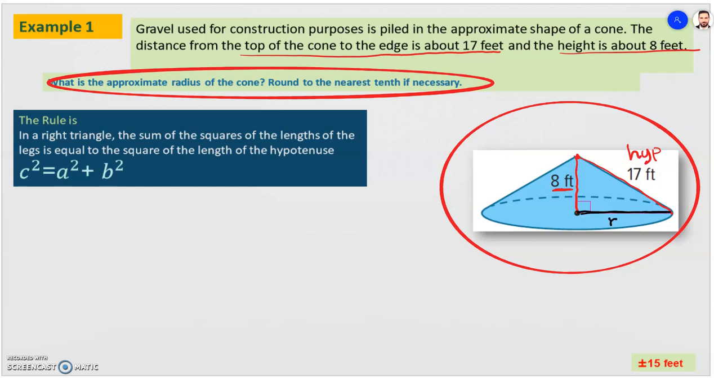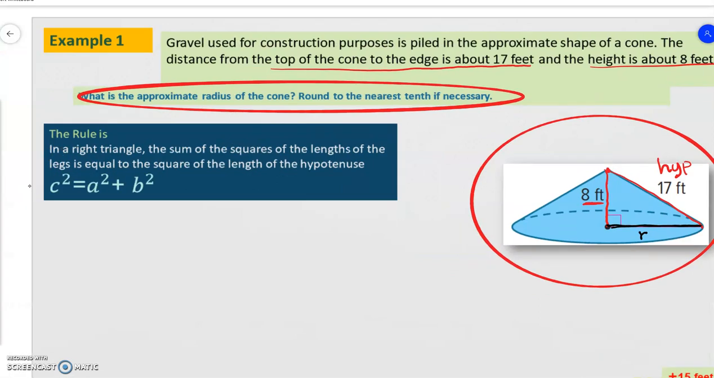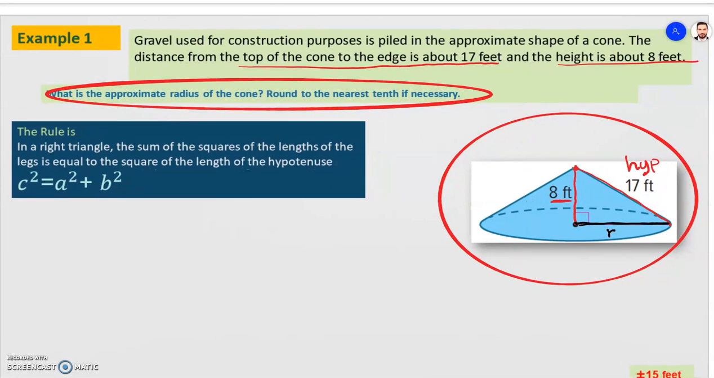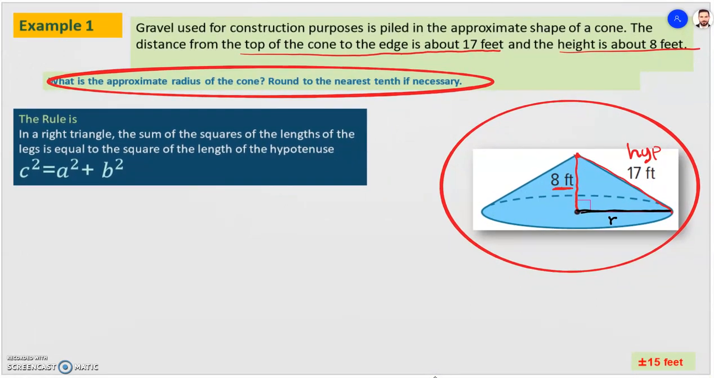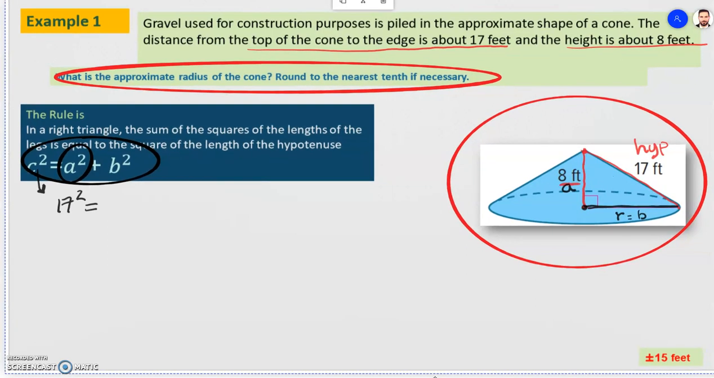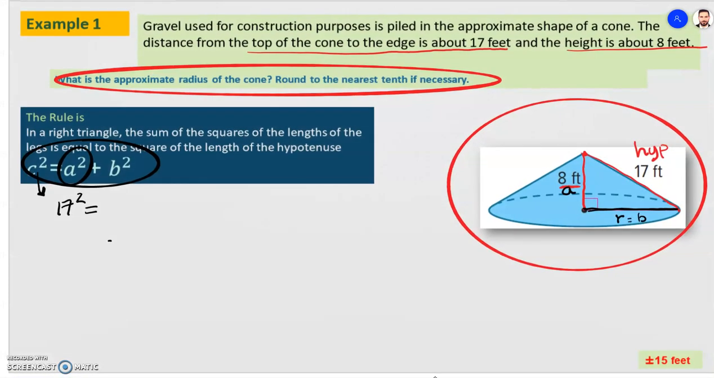So I'm going to put the rule of the Pythagorean theorem, which is hypotenuse squared. So the hypotenuse is 17 squared, equal to the first leg. For example, this is A and this is B or R, it's up to you. So A squared is 8 squared plus R squared, or B squared, it's up to you. If you want to get the radius, just write it as R. Even if you wrote it as B, you will get the same answer.